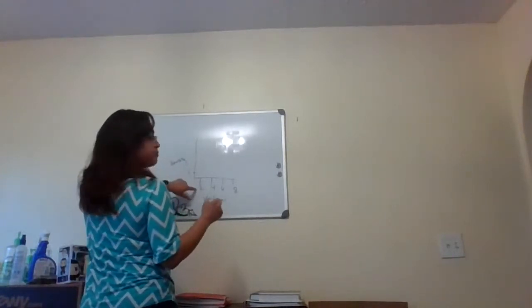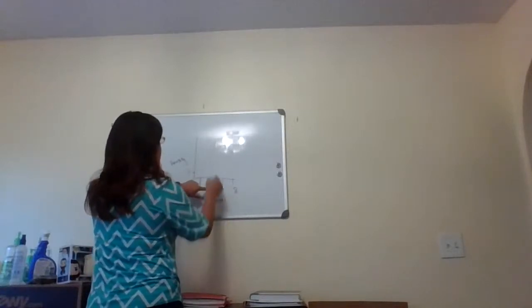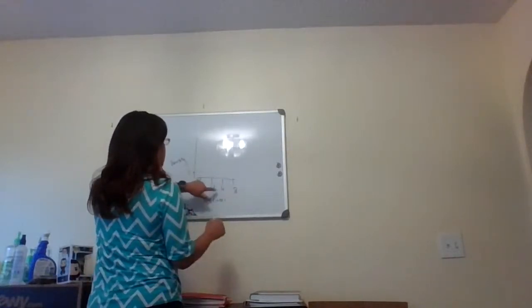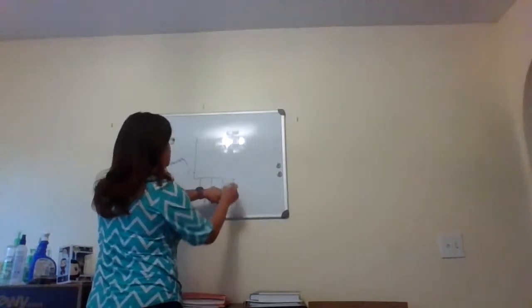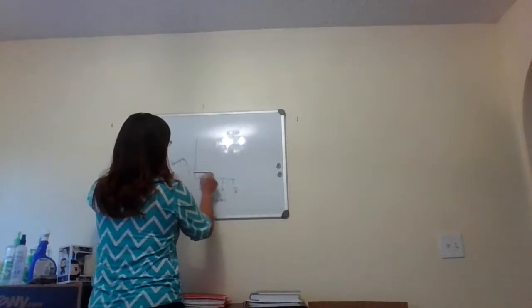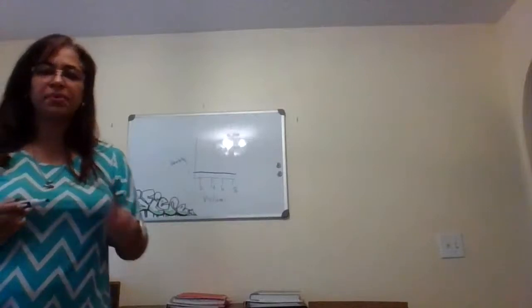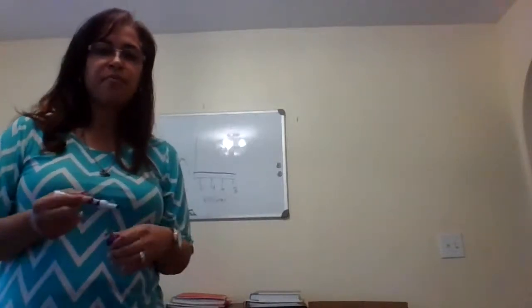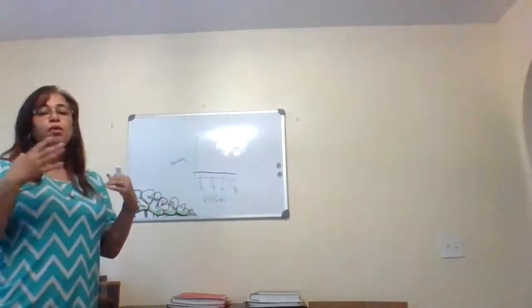So if you have 2 milliliters of water, your density is 1. If you have 4 milliliters of water, your density is 1. If you have 6 milliliters of water, your density is still 1. If you have 8 milliliters of water, your density is still 1. So if you were to graph it, it would be a straight line. So this is important to understand.